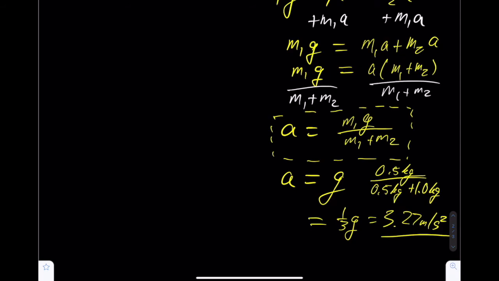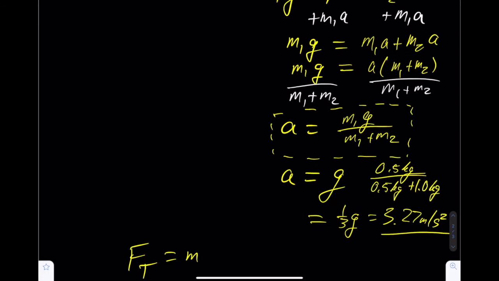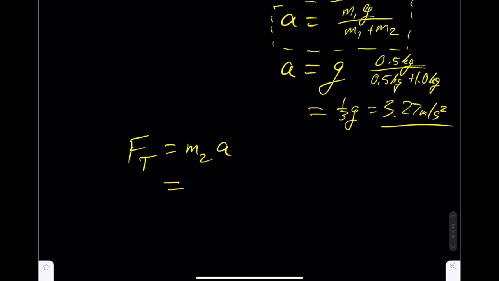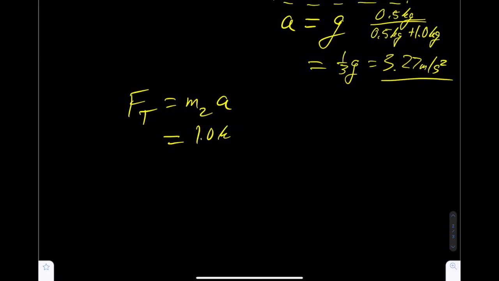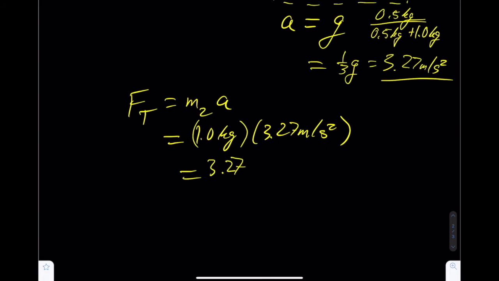And then I also wanted to solve for the tension. So now I can go back and copy an equation that I had, which was that Ft was equal to m2a. And so now I know the acceleration. m2 is 1.0 kilograms times the acceleration, which is 3.27 meters per second squared. So that's going to give me 3.27 newtons, which both of these should really be two significant figures. So 3.3 newtons would be the tension.